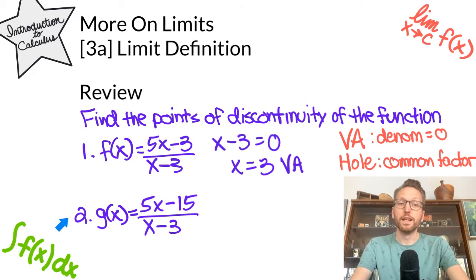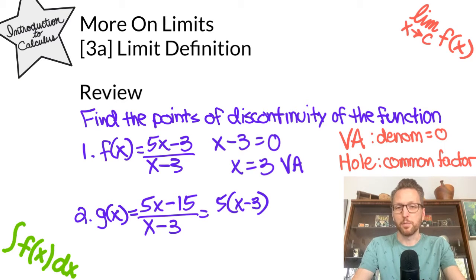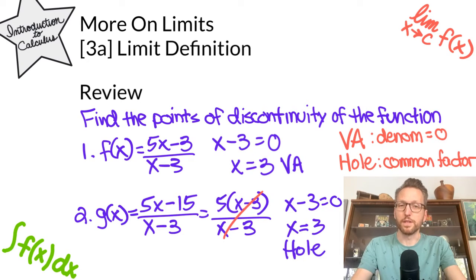Now, in number 2, g of x equals 5x minus 15 divided by x minus 3. Notice that 5x minus 15 is a multiple of x minus 3. We get that by factoring out a 5. So 5 times x minus 3. Because x minus 3 divides out with x minus 3, that means there's a hole instead of a vertical asymptote at that same point. So we find that by setting that binomial equal to 0 again. So we get x minus 3 is equal to 0, so x equals 3.